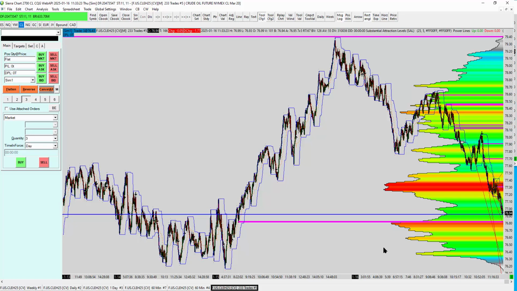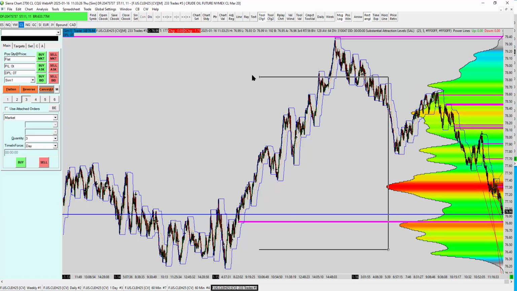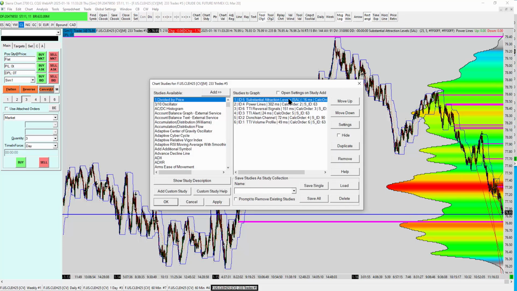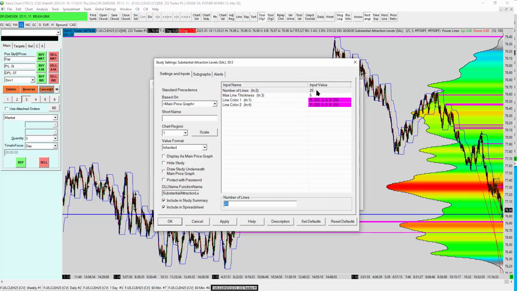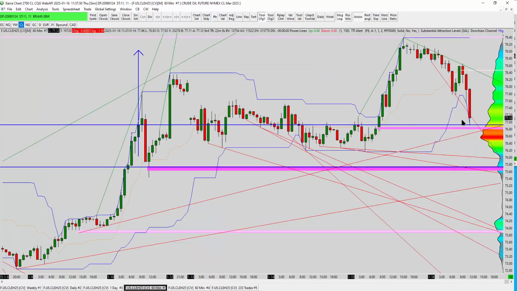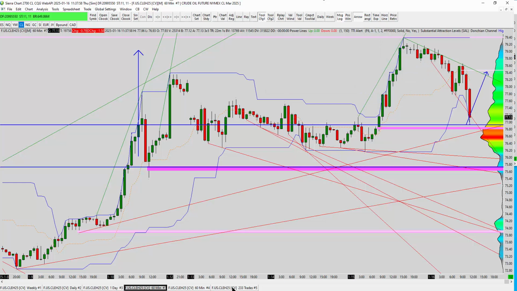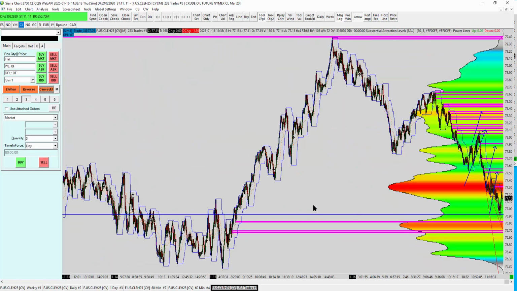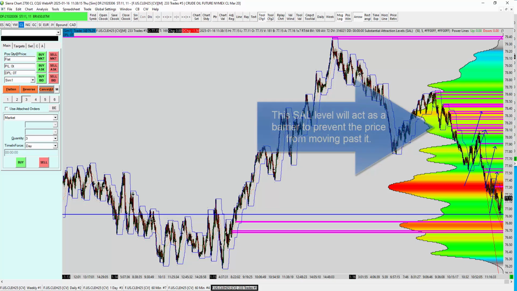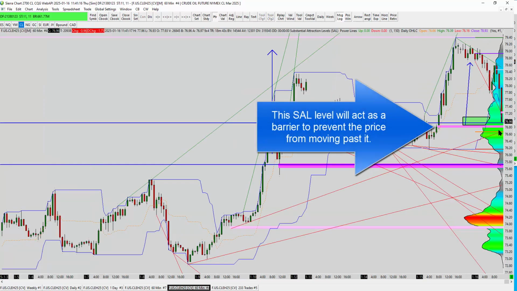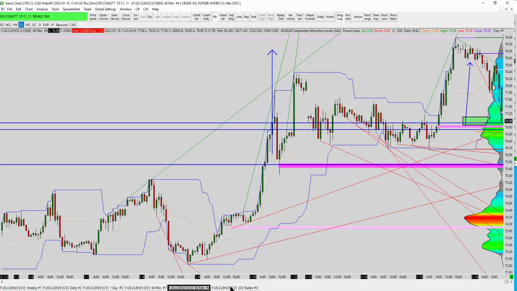Why? Because the volume profile told me, my SAL indicator told me. SAL levels are amazing, as you will see in this video. On this chart, I put 25 or 50 levels just for the purpose of this video, and you see my target there. This is one of the top 10 levels, because on this chart I put the 10 biggest levels. On the small chart I usually put 20, but for this purpose I put 50, and on this chart again 10.